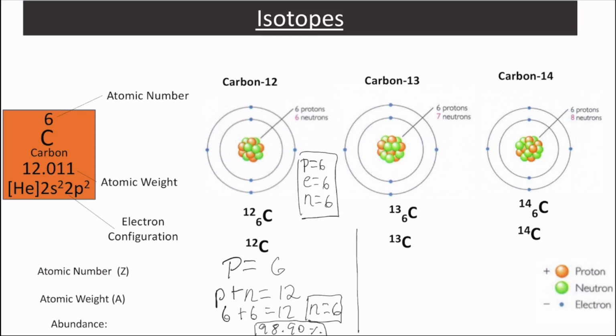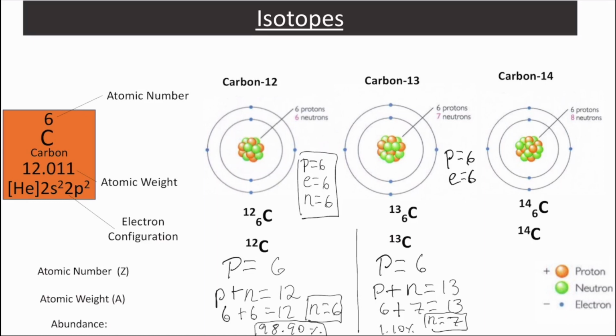Okay, looking at carbon 13, atomic number of protons is equal to 6, atomic weight, protons plus neutrons, is equal to 13. So we know number of protons, to have 13 we need 7 neutrons. So number of neutrons is equal to 7. And the abundance of this is 1.10%. Okay, so what makes carbon 13 is 6 protons, same number of electrons for neutrality, and 7 neutrons.